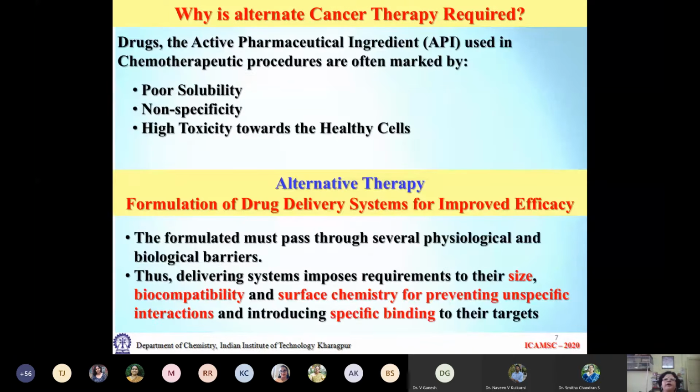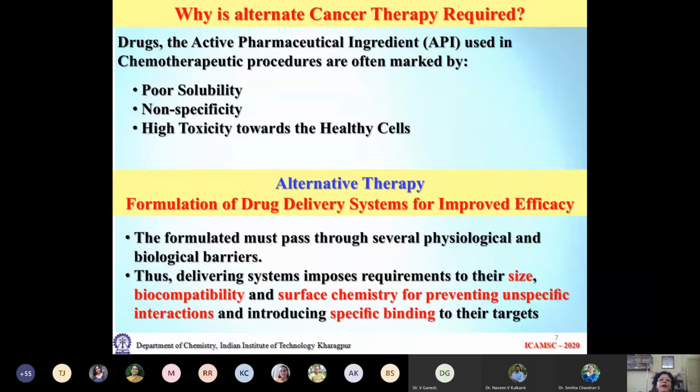Now, why is this alternate therapy required? What happens is the pharmaceutical ingredient, or the drug which we are talking about, used in the chemotherapy procedure, may not always have good solubility. They may not be specific to the site where it should reach. So you use large doses of the drug, which is more than what is required, and it is obviously going to not only kill the cells which are cancerous, but it's also going to have collateral damage in the form of harming the healthy cells.